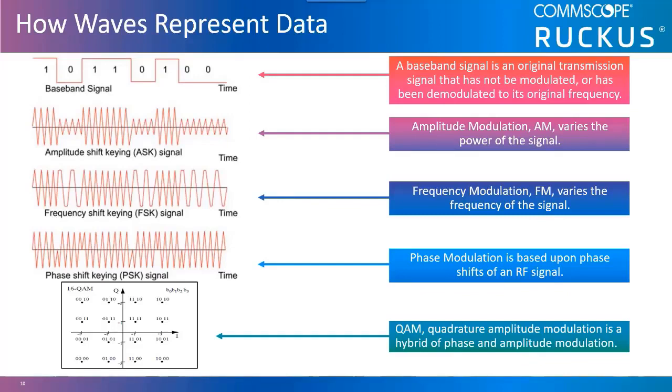Further, 802.11ax, the new standard we call Wi-Fi 6, leverages orthogonal frequency division multiplexing access, OFDMA, which is a multi-user version of OFDM, allowing up to 1024 quadrature amplitude modulation, or QAM.